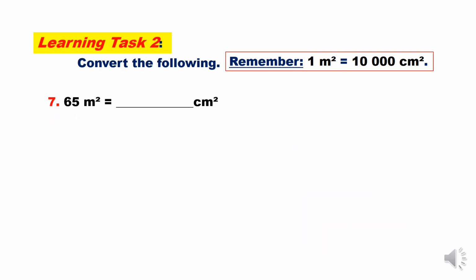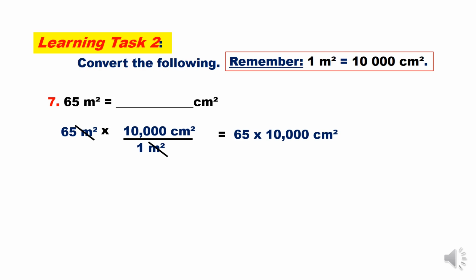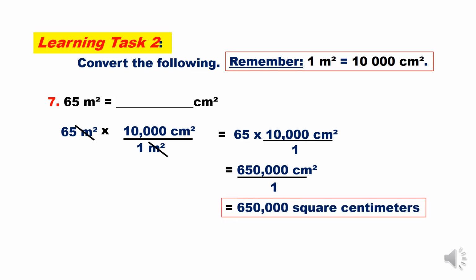Number 7. 65 square meters equals blank square centimeters. Okay, the given, multiply by the conversion. What could be underneath, the denominator? Yes, 1 square meter. And the numerator is 10,000 square centimeters. Then, cancel. Multiply 65 times 10,000 square centimeters divided by 1. So, the answer is 650,000 square centimeters divided by 1. The answer is 650,000 square centimeters.